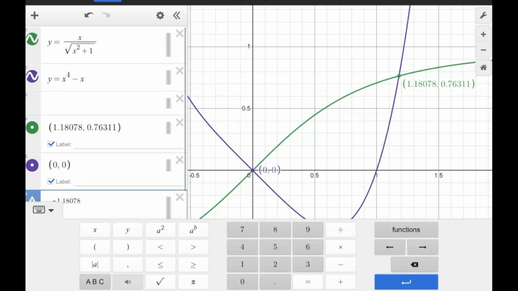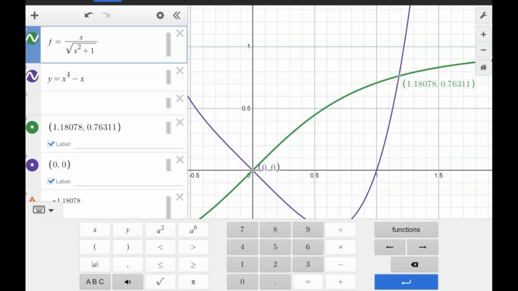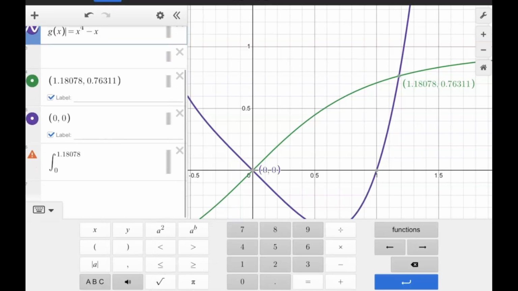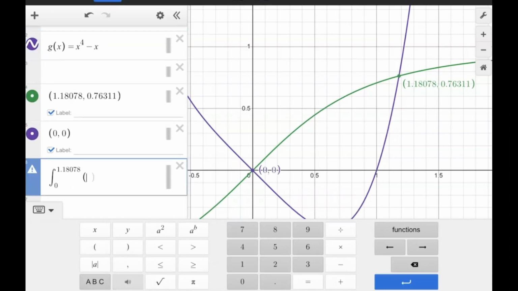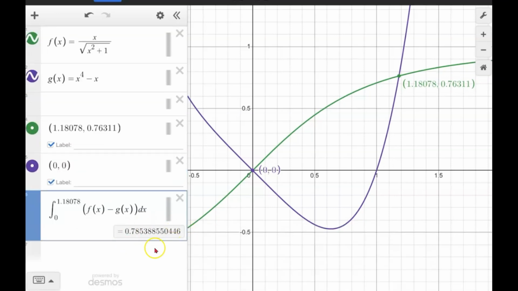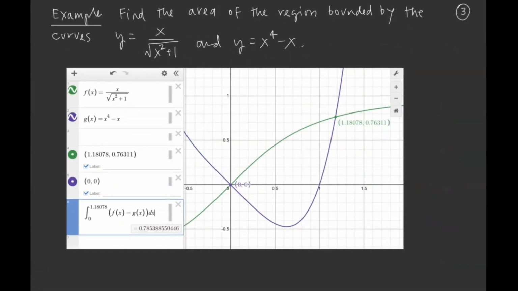And I don't want to have to type these functions in again, so I'm just going to quickly change their names to f of x and g of x. And then we can just ask Desmos to give us the integral of f of x minus g of x with respect to x. And it will give us the area between those two functions. So in this example, Desmos was able to do most of the work for us. We just asked it to find the integral from the left-hand point to the right-hand point of the top curve minus the bottom curve, and it was able to give us this solution.